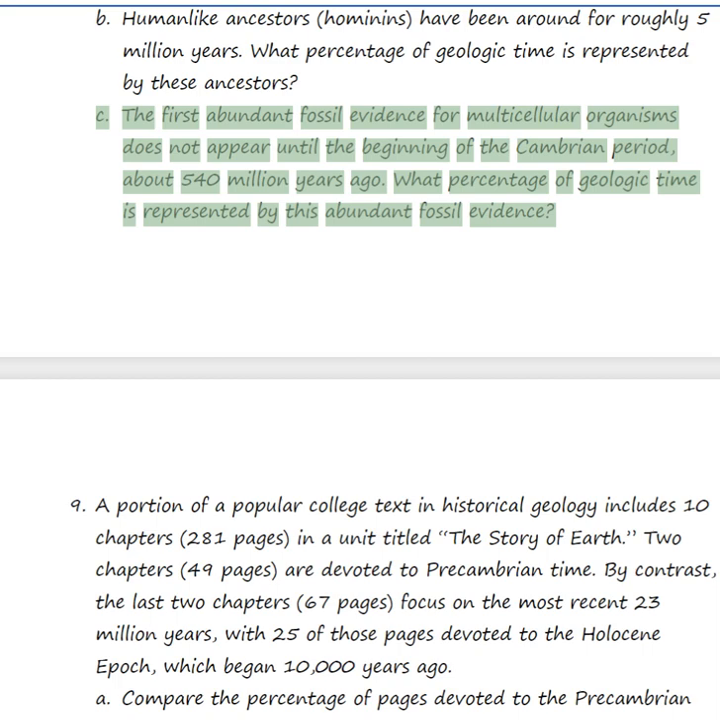C. The first abundant fossil evidence for multicellular organisms does not appear until the beginning of the Cambrian period, about 540 million years ago. What percentage of geologic time is represented by this abundant fossil evidence?